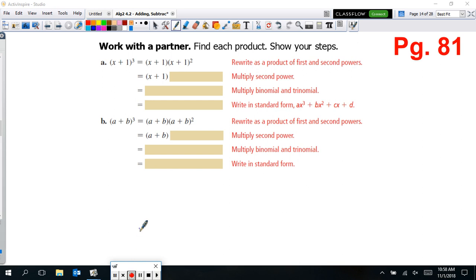So pause the video for a second and work on that on letter A. Just do letter A. So go ahead and pause the video.